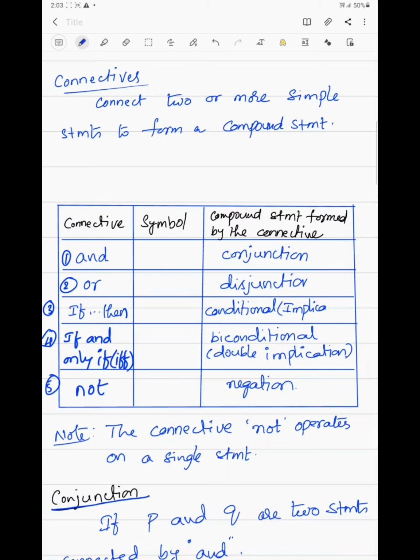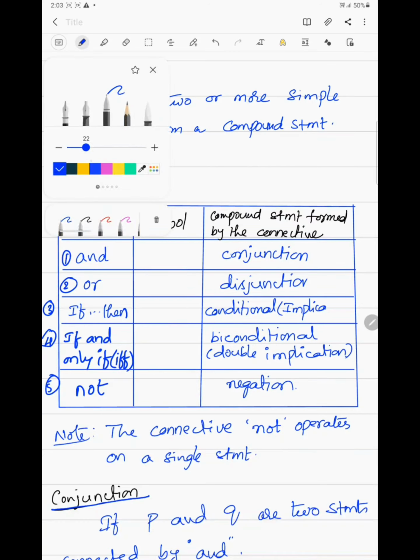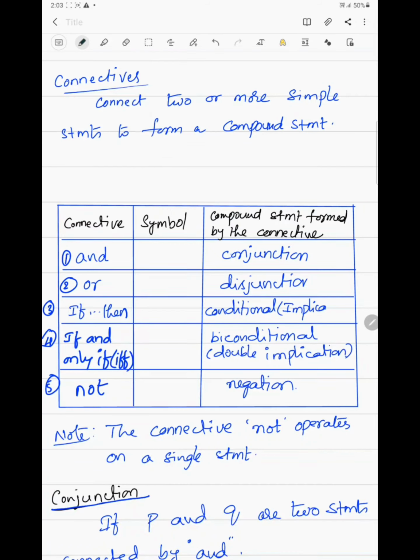That is, to connect two or more simple statements to form a compound statement, we need some logical connectives in mathematics. Therefore, in the part of connectives, we have 5 types of connectives. Right? So, what are they? We will discuss them now one by one. First connective is and. If two or more mathematical statements are connected by and, the symbol is reverse V, and the type of statement is called a conjunction.